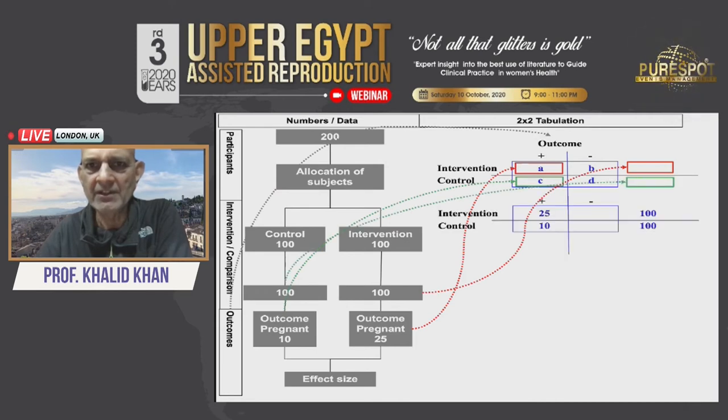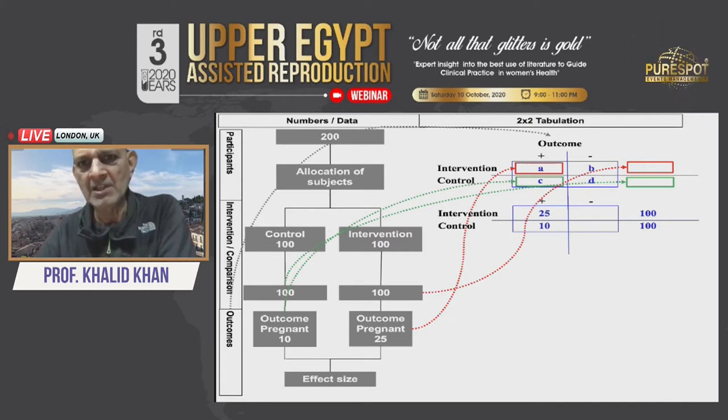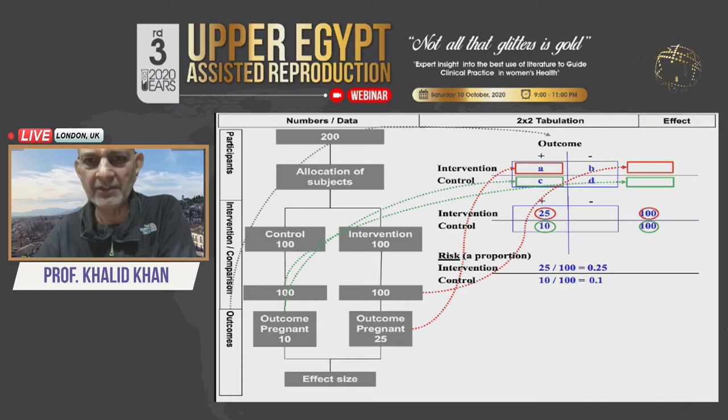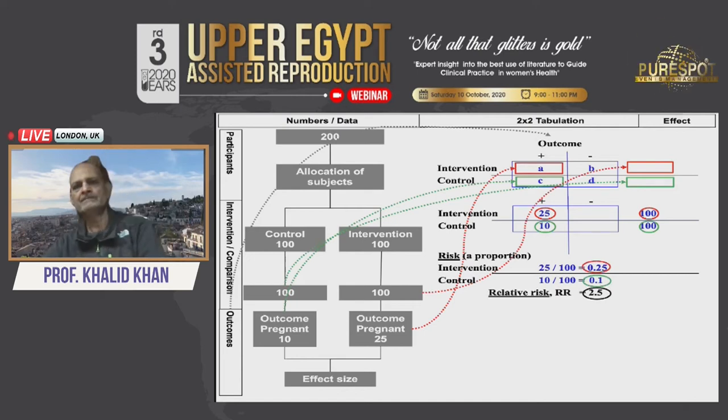And from these data, we can easily see how the total and the numbers of pregnancies enter into the 2x2 table. From this information, it's possible to calculate the risk, or the proportion of people who achieve success. And here we can see that in the intervention group, 25% of people have the outcome. In the control, only 10% have the outcome. So the relative risk is 25 divided by 10, which is 2.5. So this is how the relative risk is calculated.